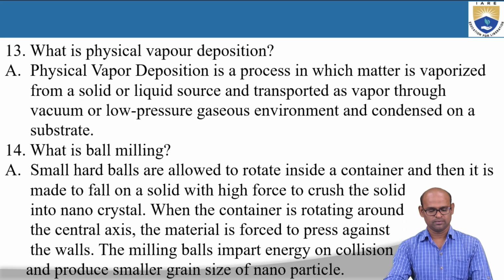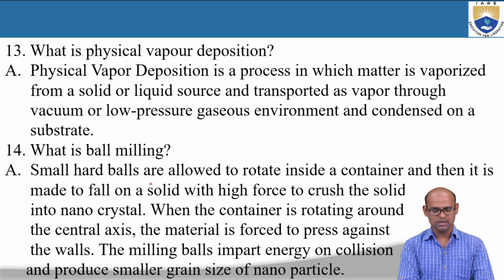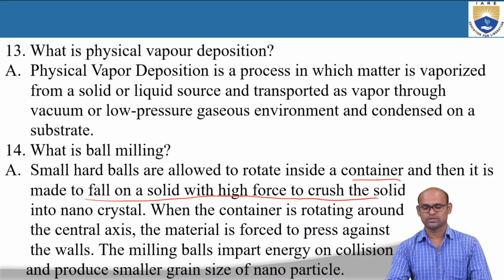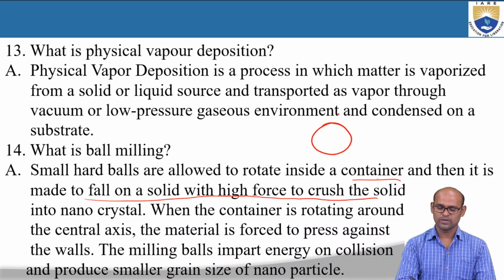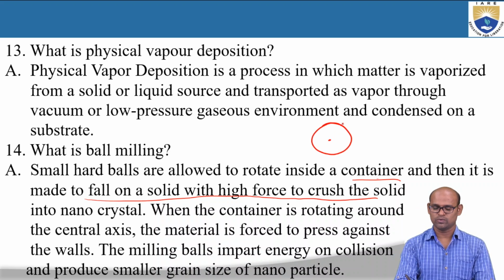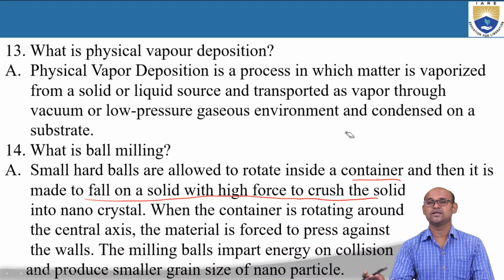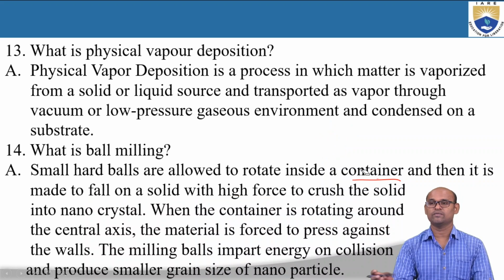What is ball milling? Small hard balls, stainless steel balls, are allowed to rotate inside a container, and then it is made to fall on a solid with a high force to crush the solid into nanocrystals. You have a rotating drum, and this drum is made to rotate, and you have stainless steel balls, and you have a material here. So when you rotate this drum, these balls will fall onto this material, and these stainless steel balls will crush the material whatever you have inside.